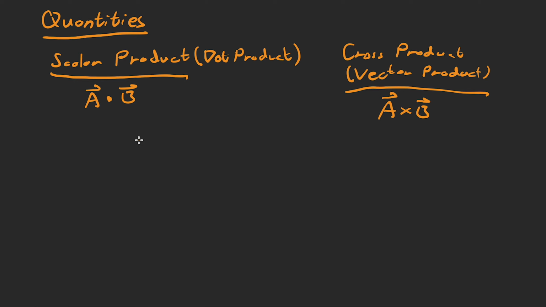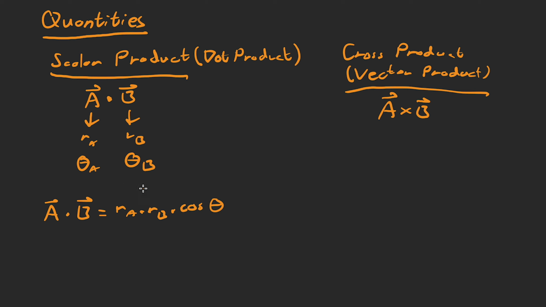If we do it on a polar sense, meaning that we have lengths RA and RB and angles theta A and theta B, what we're going to do to find the scalar product is just multiply those lengths together and take the cosine of the angle between. You can imagine it like this. This is A, this is B.